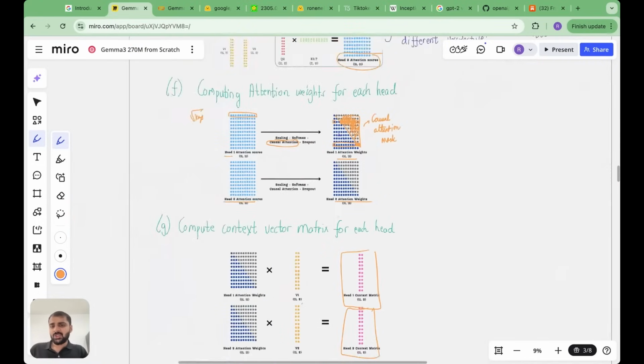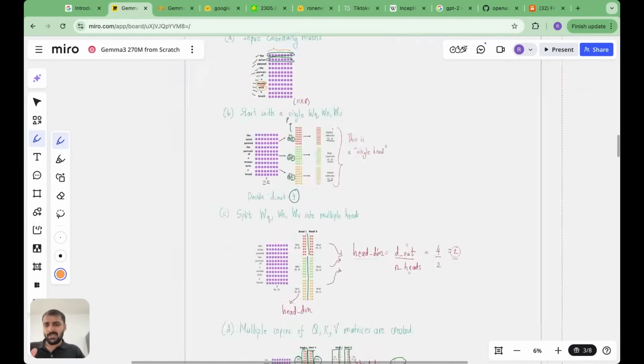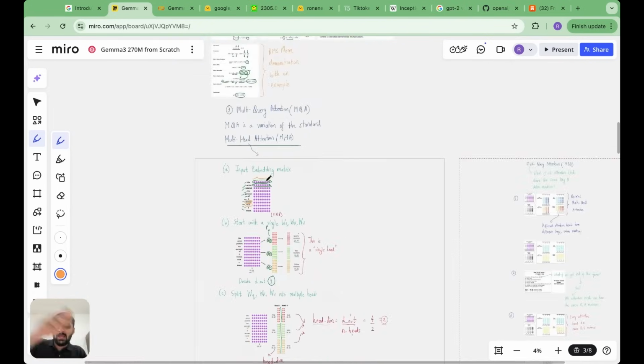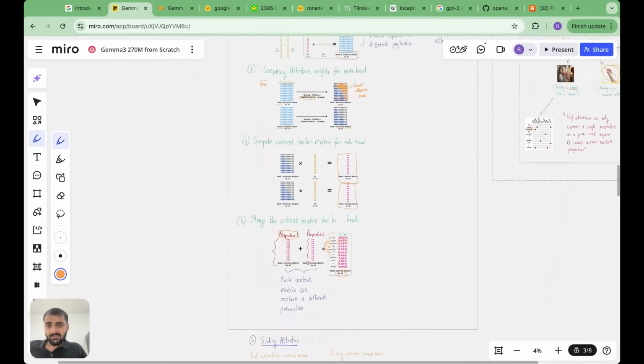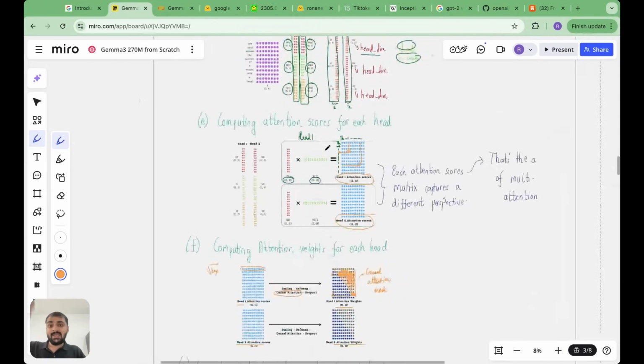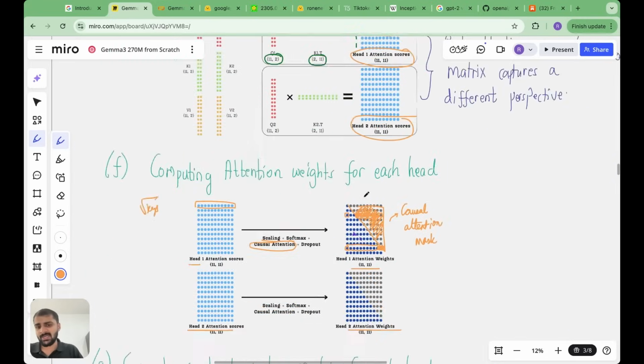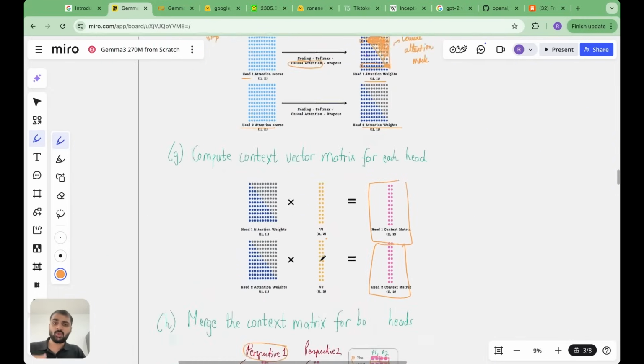This is the entire attention mechanism which I've just explained to you. We start with the input embedding vector and we come out with a context vector. And the reason it's called multi-head attention is because every head has its own attention scores matrix and every head captures its own perspective.